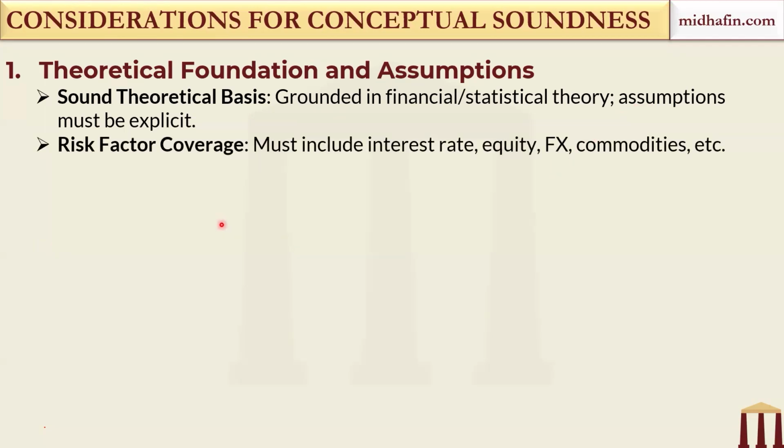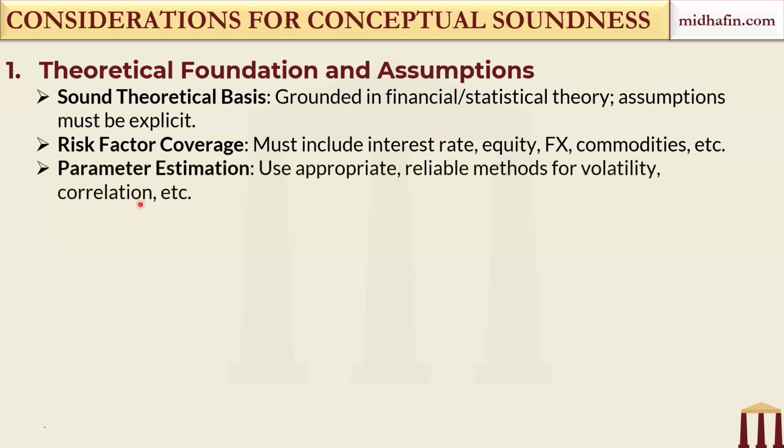Next we can look at risk factor coverage. The model must include all the biggies: interest rate risk, equity risk, FX, commodities, and so on. All these things have to be included. If you miss something major here, the whole VaR number can be misleading. A third point under theoretical foundation and assumptions is parameter estimation.